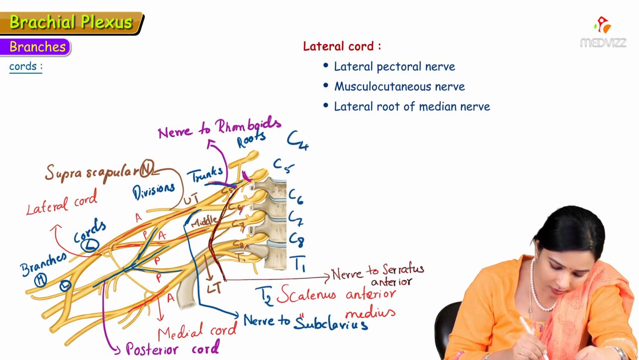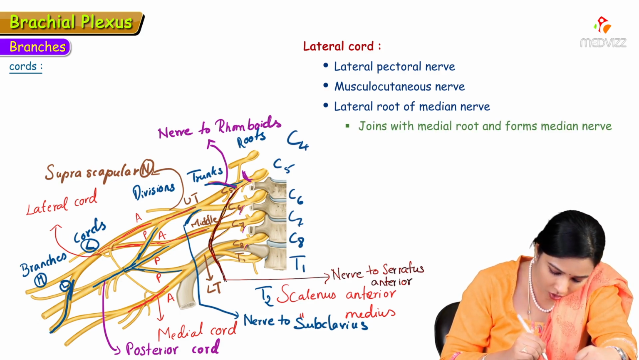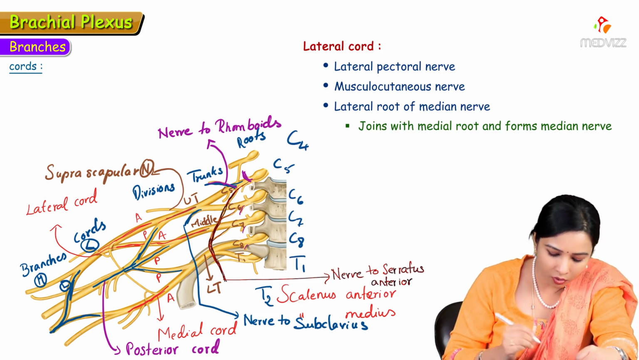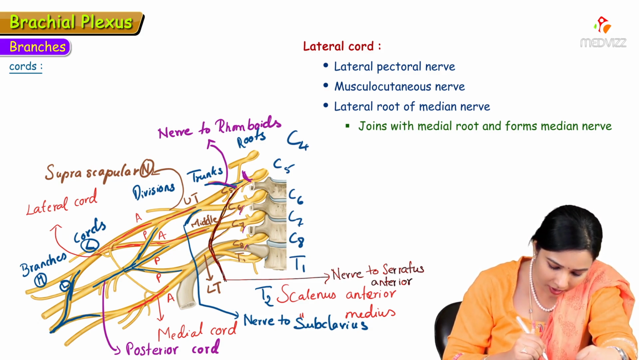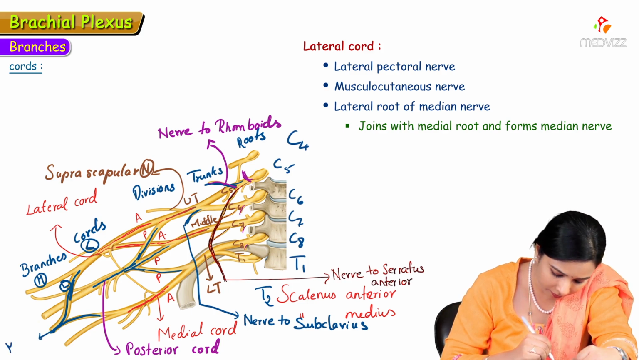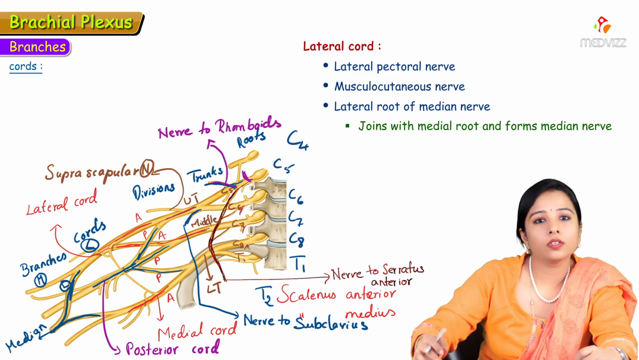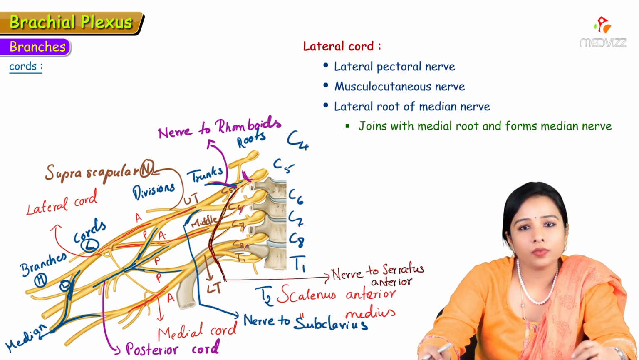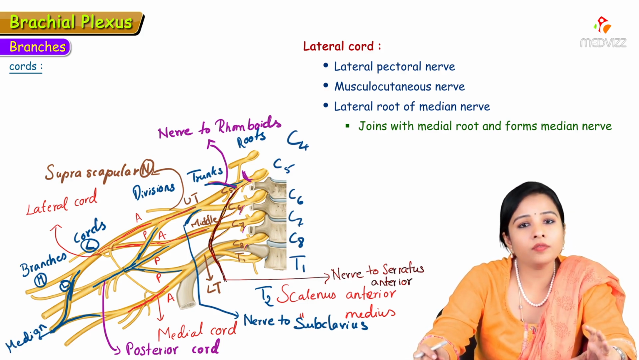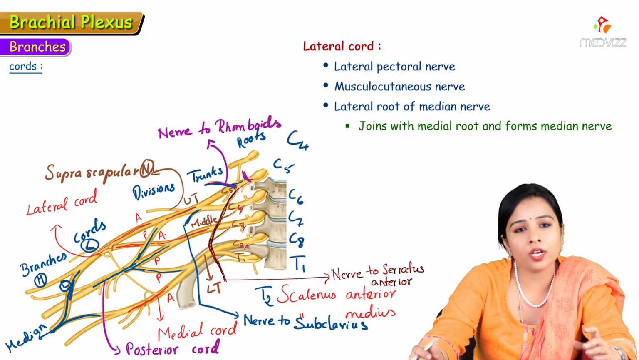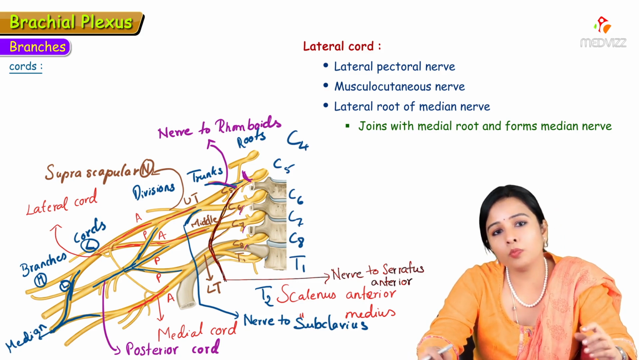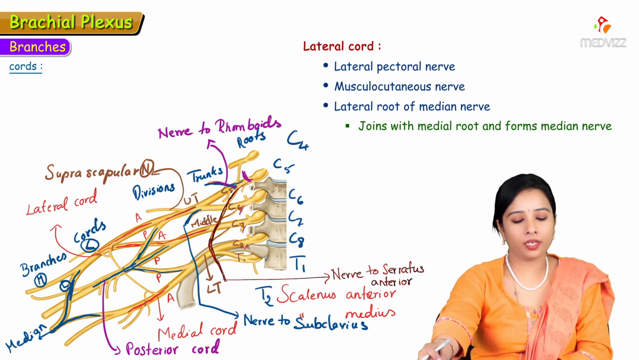So this is the lateral root of median which joins with the medial root of median. I am drawing over it, to form a nerve called as median nerve. So the median nerve, they both join to form median nerve, which is the nerve of forearm. So anterior compartment of forearm, most of the muscles are supplied by the median nerve.